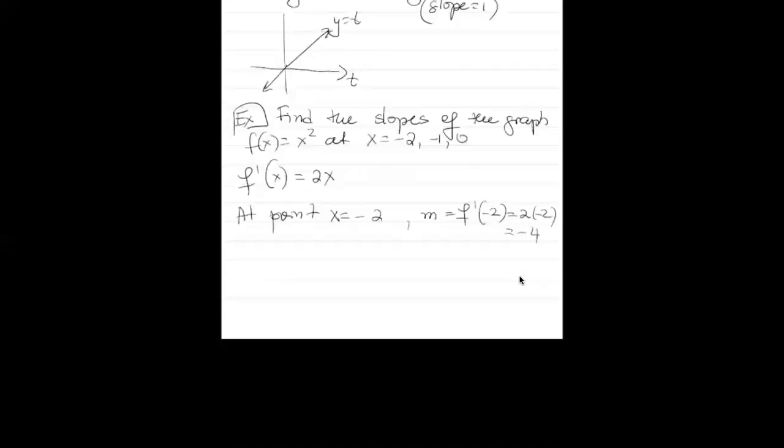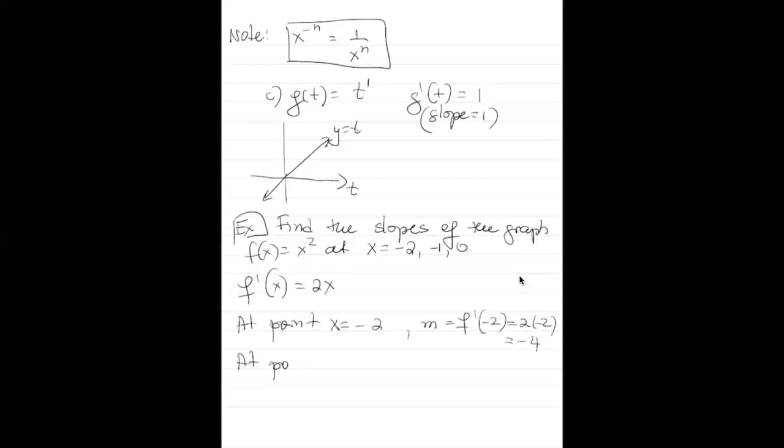At the point x equals negative 1, the slope will be the derivative at negative 1, which is 2 times negative 1, negative 2. And at the point x equals 0, m is equal to f prime at 0, which is equal to 2 times 0 equals 0. Let's illustrate this with the graph.